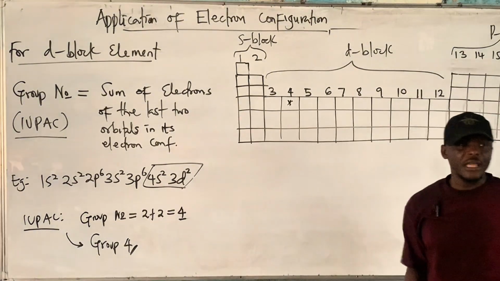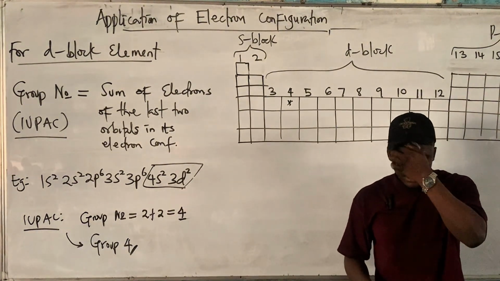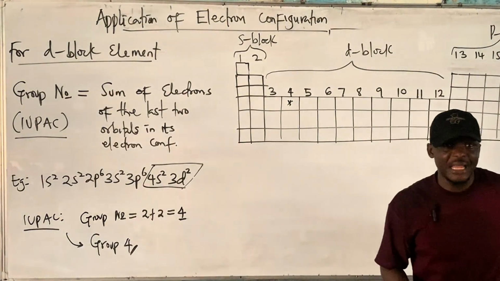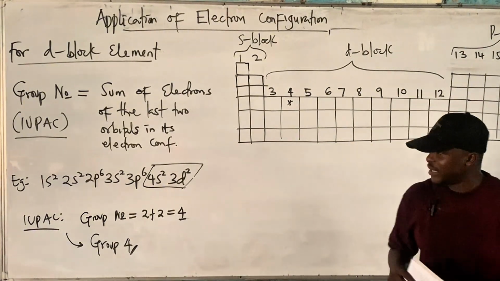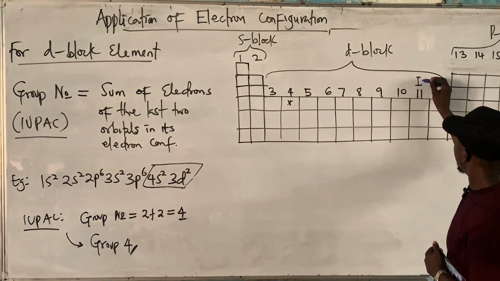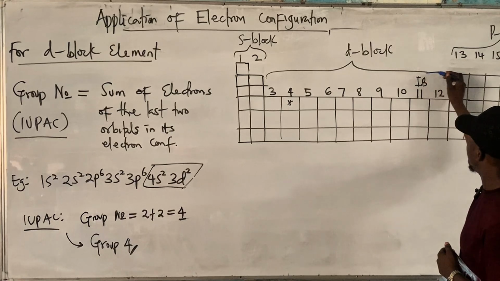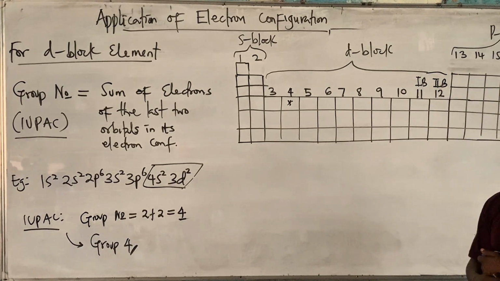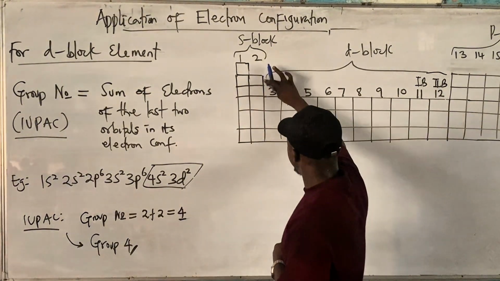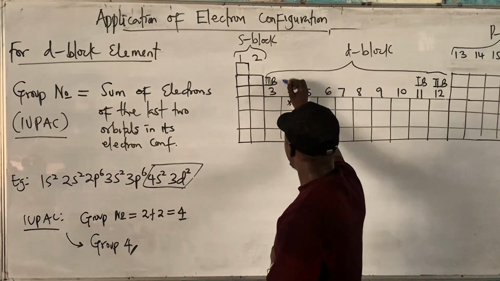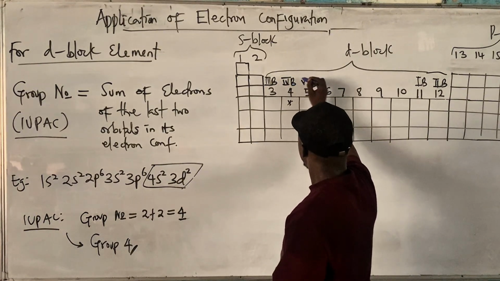And now, the big question is, how are we going to get the CAS, or the American system? Like I said, it's not systematic. Please take note of this. According to CAS, group 11 is 1B. You need to know this offhand. Group 12 is 2B. Group 3 is 3B. Group 4 is what? Group 5 is what?